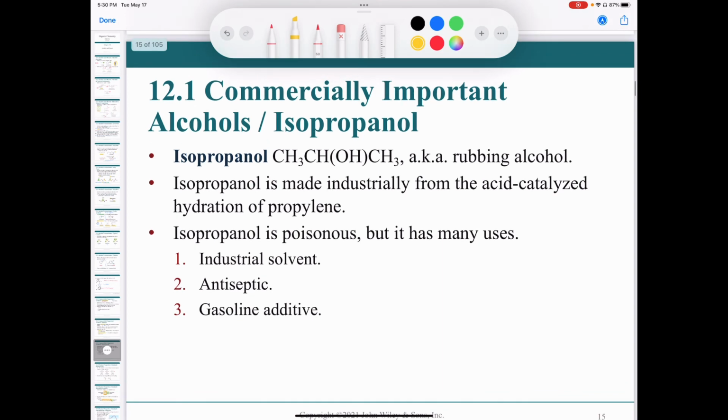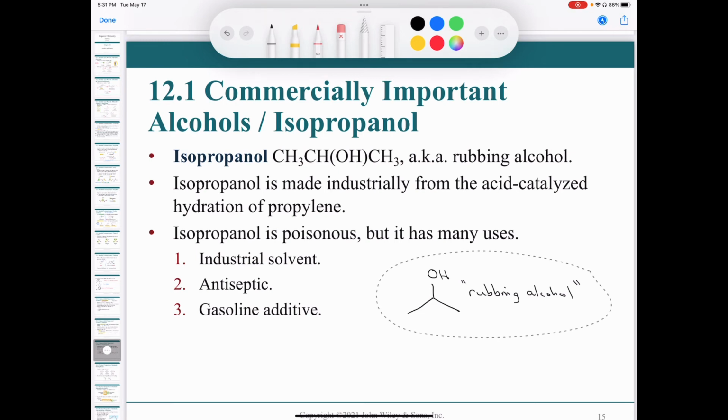The next commercially important alcohol is isopropanol. You might have heard me call that 2-propanol, and the bond line structure would be this here. This is also called rubbing alcohol. So isopropyl alcohol, isopropanol, 2-propanol, rubbing alcohol, they all mean the same thing. They all just mean isopropanol. And it is made from the acid catalyzed hydration of propylene.